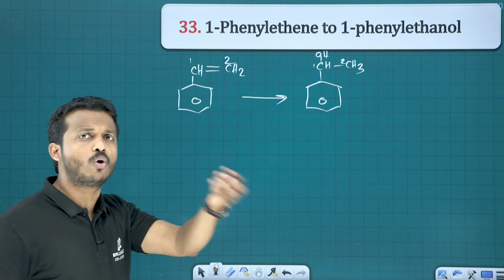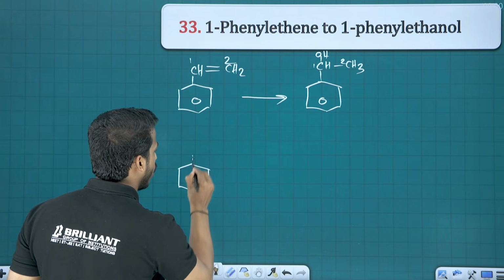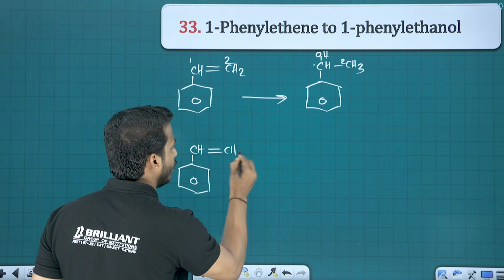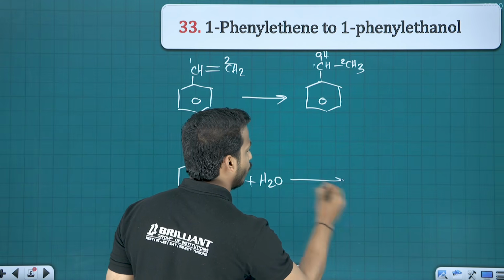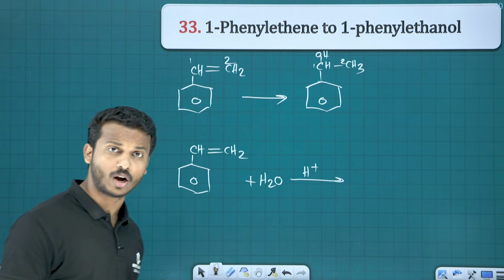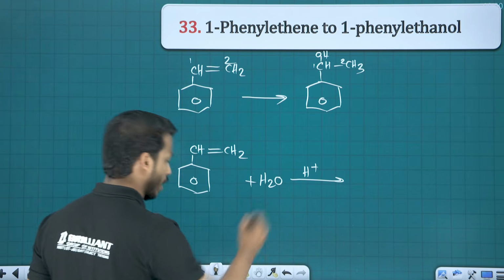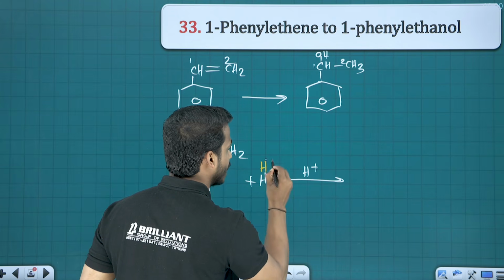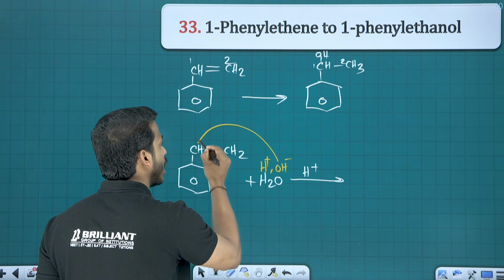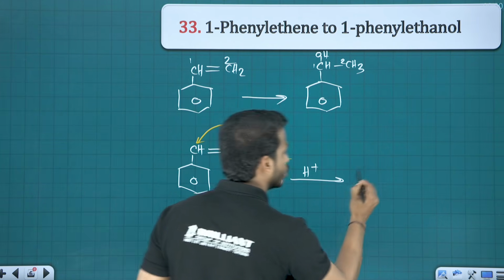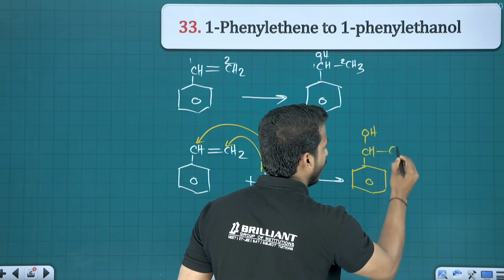Add H2O, that follows Markovnikov's rule, right? So take your compound, CH double bond CH2. We need to get one OH here, one H here. Just add water in presence of acid. It is called acid catalyzed hydration, right? H2O contains H plus and OH minus. Markovnikov's rule: the negative part goes to the carbon with less hydrogen, the positive part goes to the carbon with more hydrogen. You will get the compound directly, 1-phenyl ethanol.